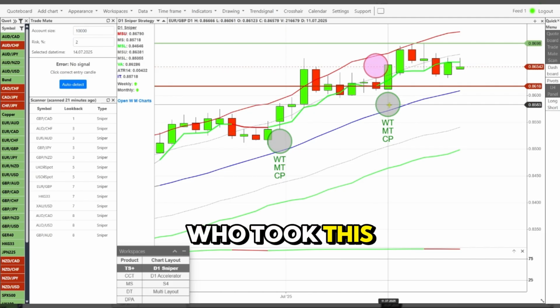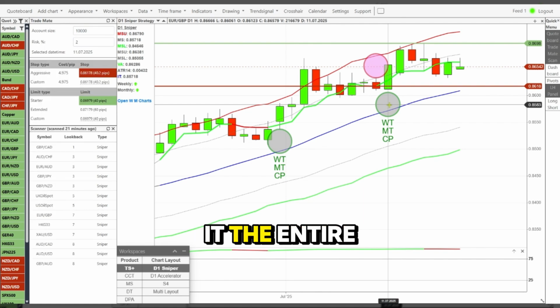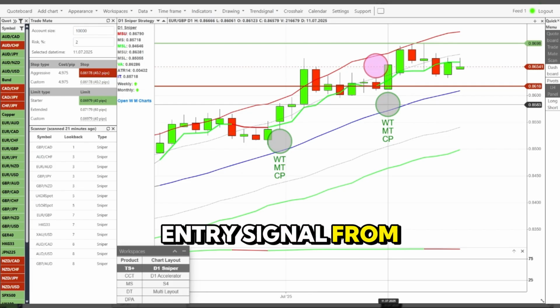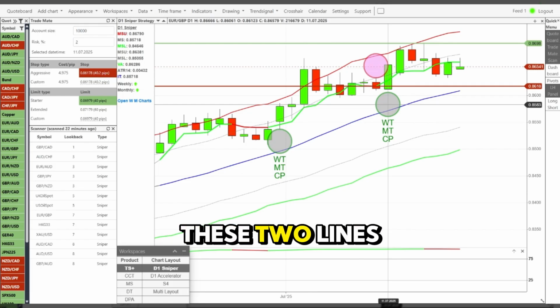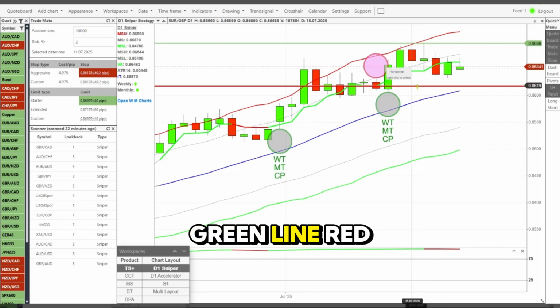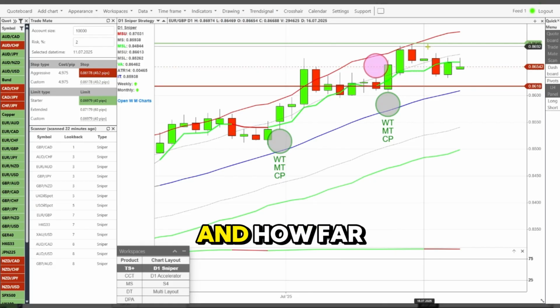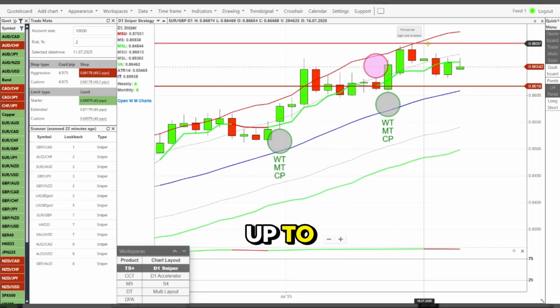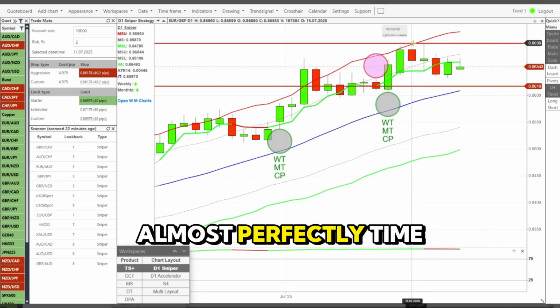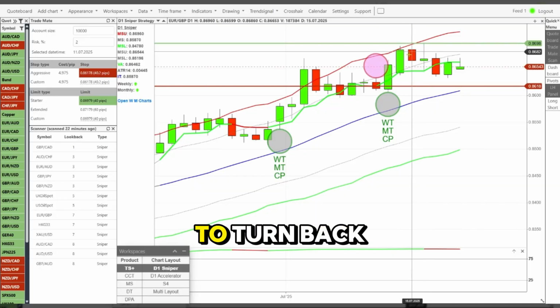So for traders who took this trade, this took place on the 11th, and they ran it the entire way through. There's a couple of bits that you can use for this. You have the TradeMate tool and the scanner tool. We have our entry signal from that sniper disc. We then have these two lines that you can see on screen here, green line, red line. The red line is our stop loss, how far we're willing to go to the negative if we're wrong, and how far we think this market's actually going to push up to. And we just almost perfectly timed the top of this market before it started to turn back around.